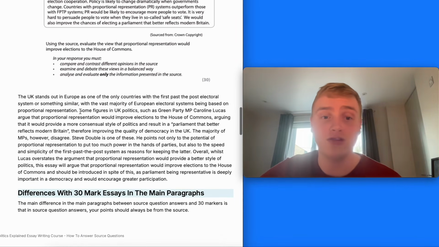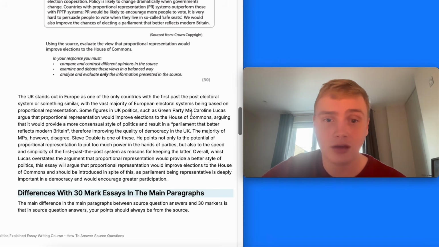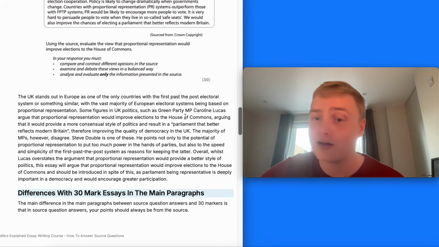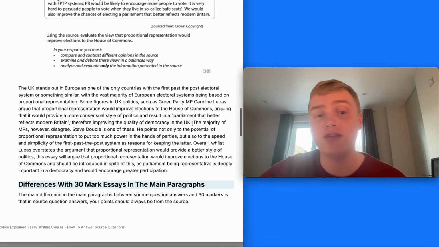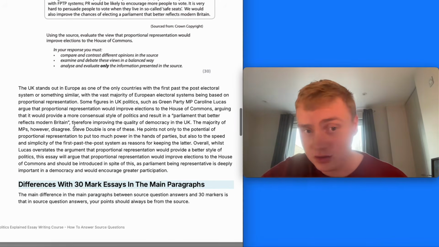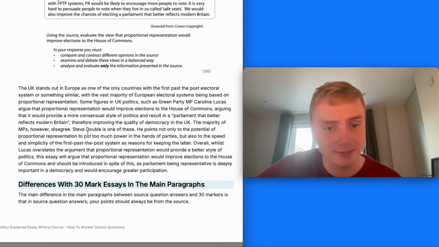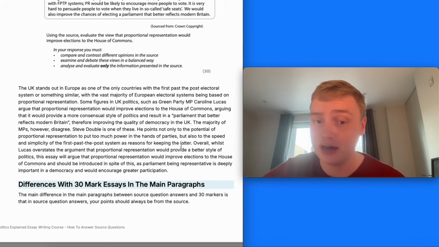So we start by introducing the arguments on one side of the argument, and citing the fact that it's Caroline Lucas. So we're using some language of the source, and we're stating her 3 key arguments that we've selected, and for one of them we quote a little bit. We then do the exact same for the other side, using Steve Double, some language of the source again, and then saying those 3 key arguments. So again, we're setting out the overall arguments.